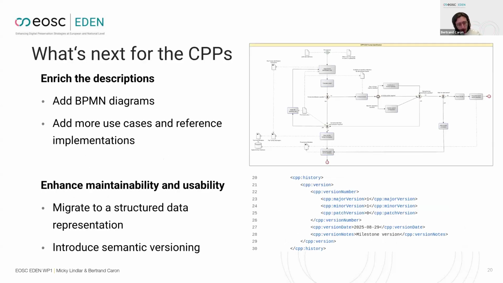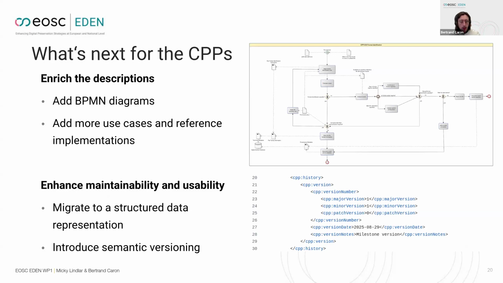So let's now finish with the perspectives. What's next? What we are currently envisioning. As I said, CPPs are very much a living resource, or at least we wanted them to be so. So what we plan to do is to continue developing them. The main objective is to translate the step-by-step description into BPMN diagrams through a complete process analysis.